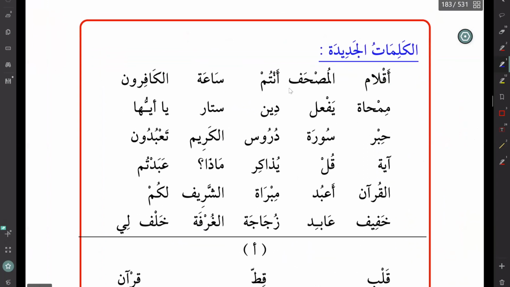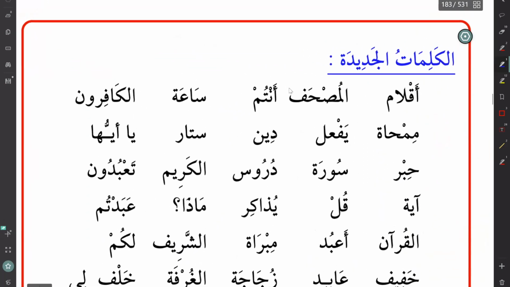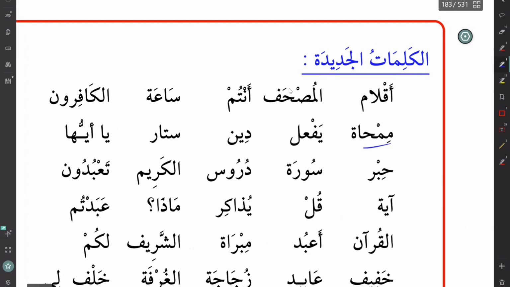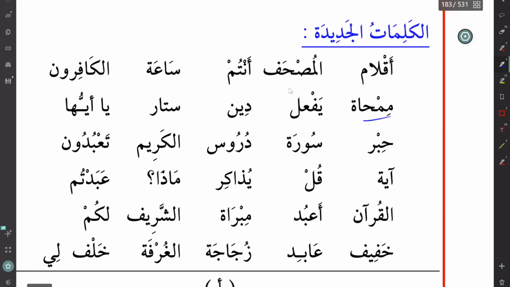Now, on the next page, we have, of course, al-kalimatul jadida, the new words. And we have aqlam. Aqlam is the plural of qalam, which is pens, right? Mimhatun is eraser. Hibrun is ink. Ayatun, aya can mean sign also. You have a sign, like signs of proof. And it also means verse, one line, one verse of the Quran.